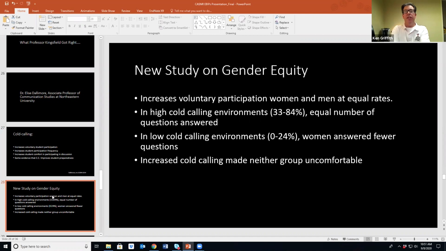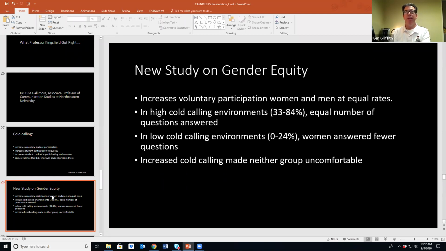Elise Dallimore did a 2019 paper where she looked at cold calling between men and women. What she found was that cold calling actually increases participation equally between men and women. She determined that in high cold calling environments, which she defined as between 33 and 84%, there were an equal number of questions answered between men and women. And in fact, this is the one that really got me the most: in low cold calling environments, women answered fewer questions.